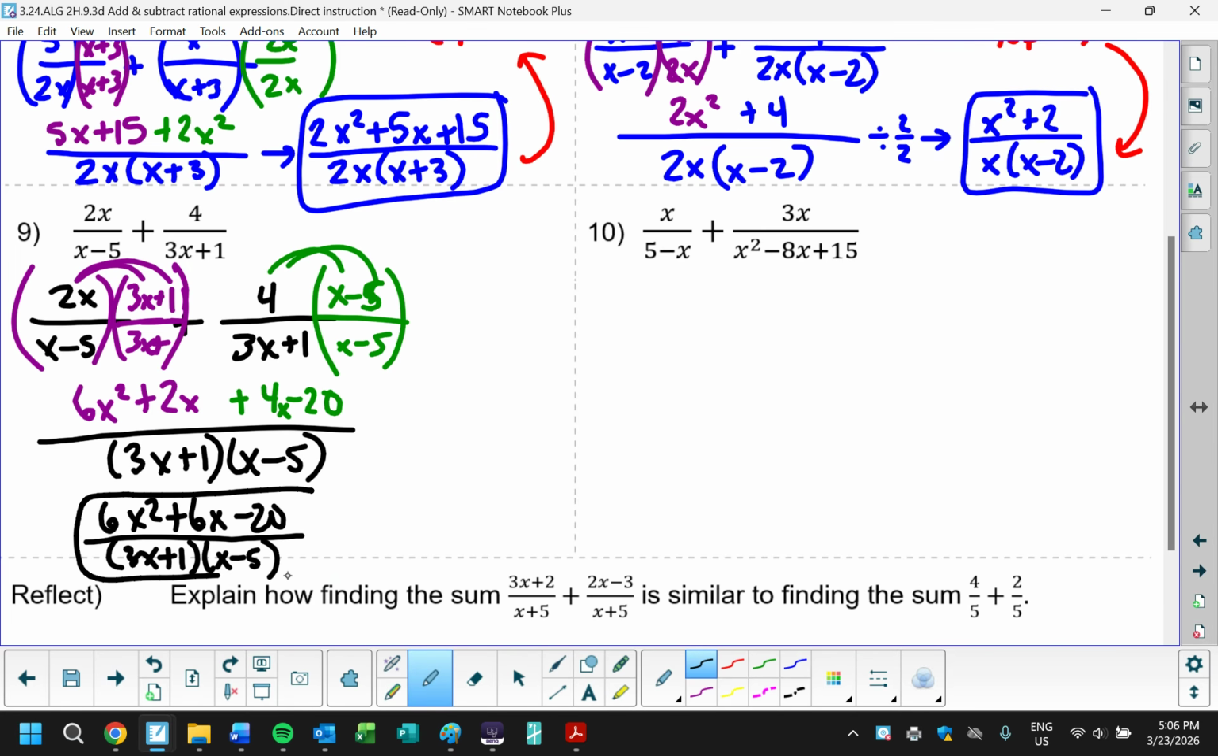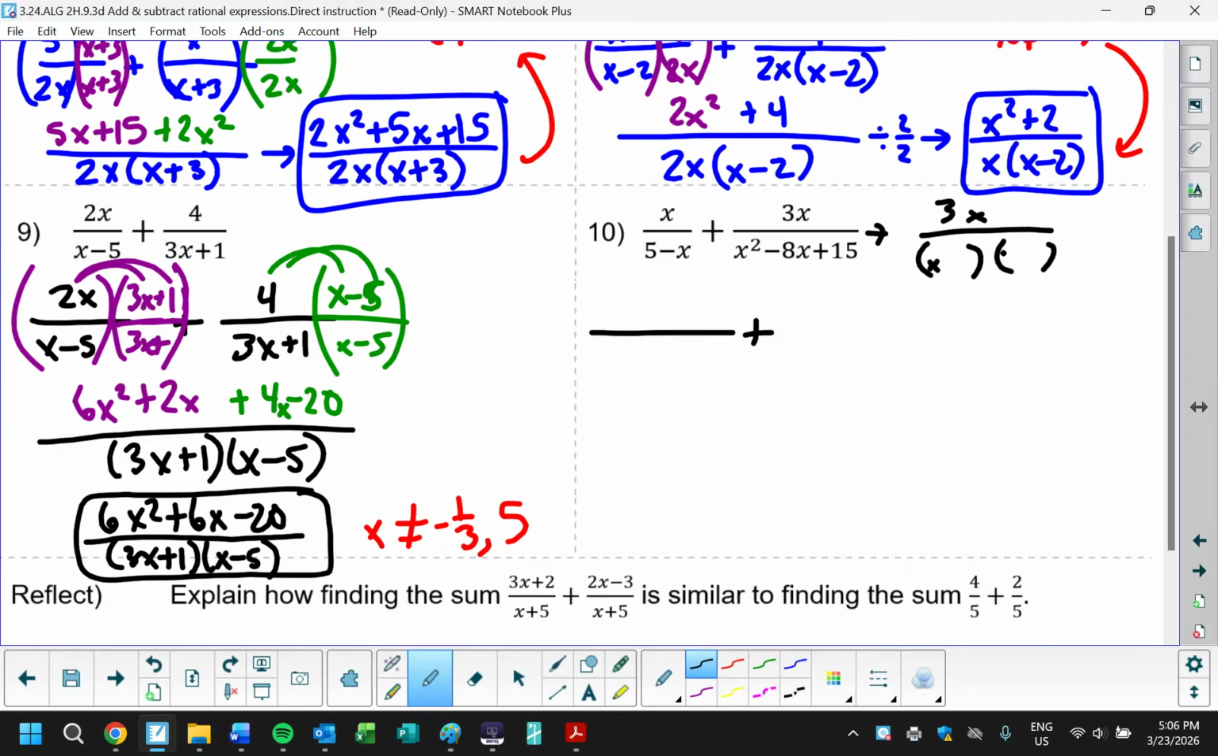Now I'm going to leave it like that, but I would like to point out that x cannot be equal to negative 1/3, nor can x be equal to 5. Last but not least, let's do this one more time. I'm going to rewrite this in factored form, noticing that x squared minus 8x minus 15 is equivalent to x minus 5 and x minus 3.